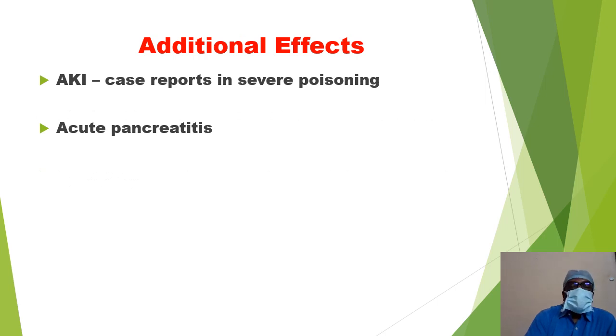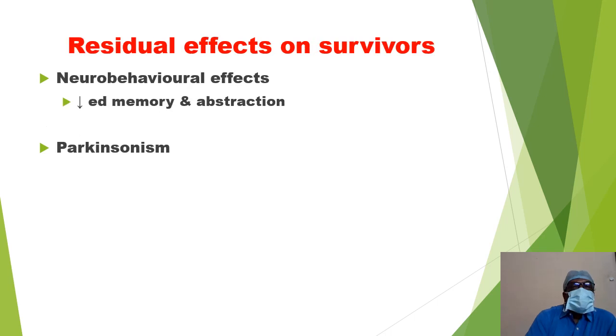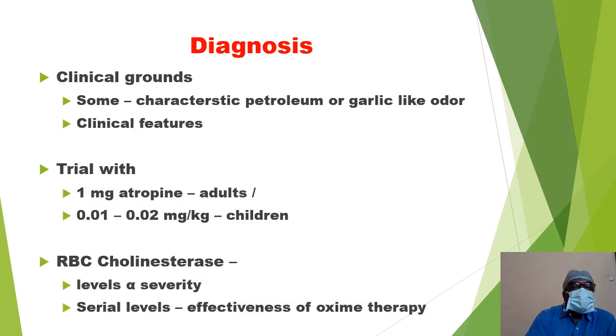There are a lot of additional effects which most of the time we ignore, like acute kidney injury. There are case reports of acute kidney injury in organophosphorus poisoning in severe cases, which most of the time we attribute to other causes, but it can be because of the organophosphorus compound. Some patients can develop acute pancreatitis also. There are a lot of residual effects on survivors, like neurobehavioral effects, decreased memory and decreased abstraction. Sometimes Parkinsonism can develop as a residual effect in survivors.